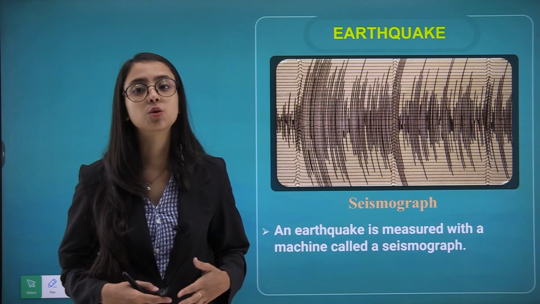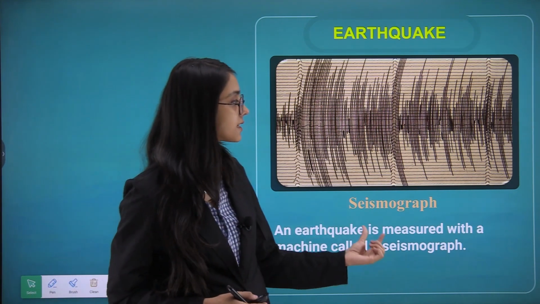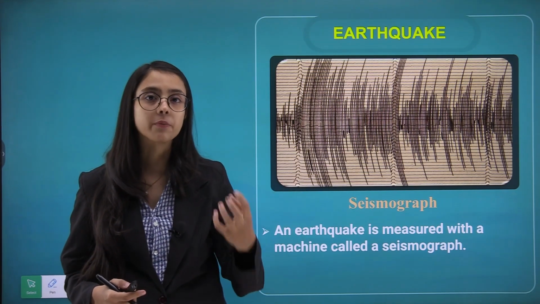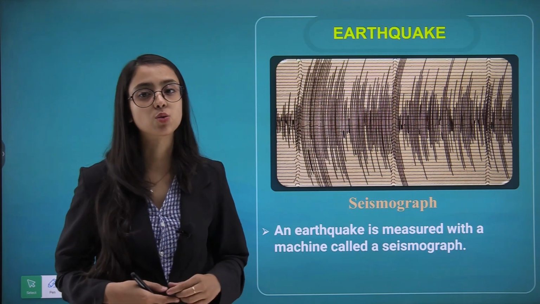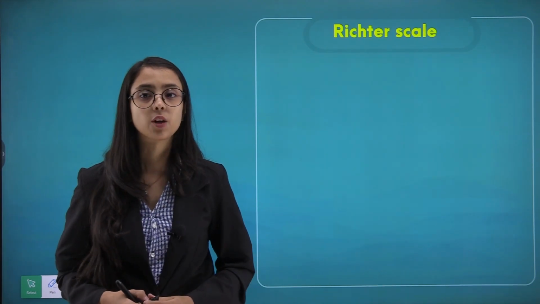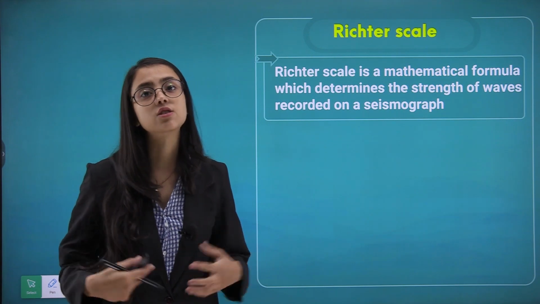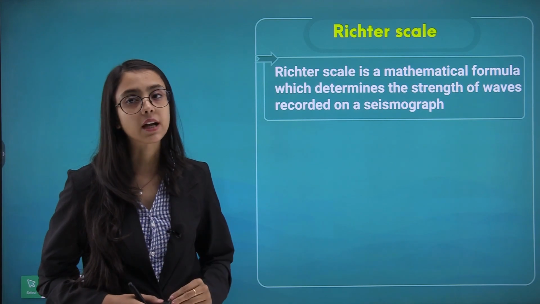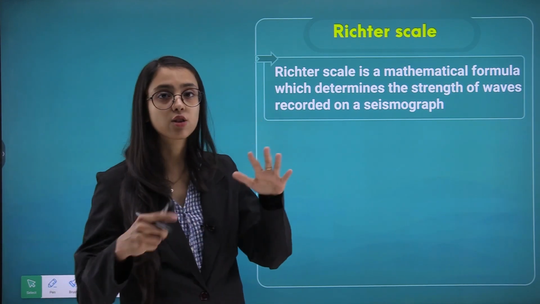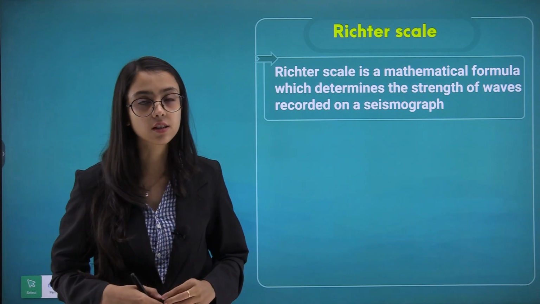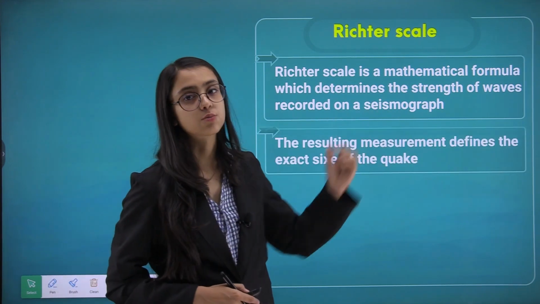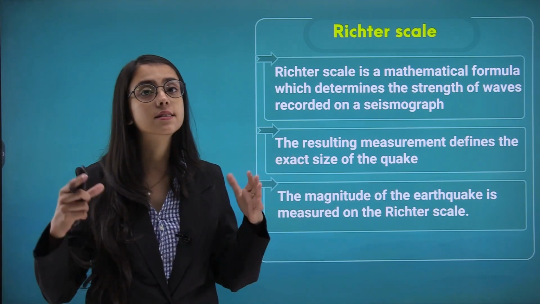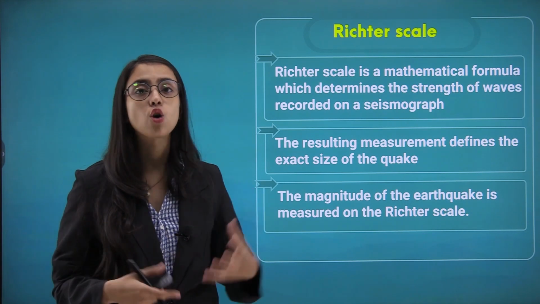So, an earthquake is measured with a machine which is known as a seismograph. The impact of an earthquake, or how strong or feeble the earthquake was, is measured through a seismograph. Now, the seismograph has a Richter scale. The Richter scale is a mathematical formula which determines the strength of the waves, or the strength of the movement of the tectonic waves of the earth, and this is recorded on the seismographs. So, the resulting measurement defines the exact size of the quake, or how strong it was.